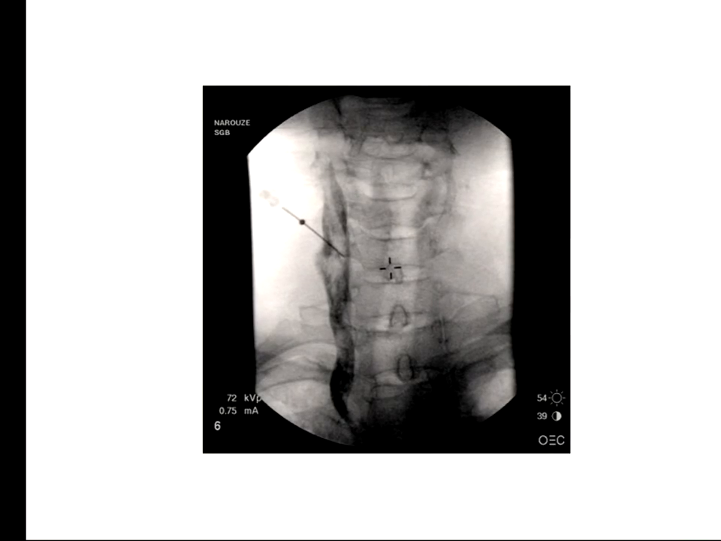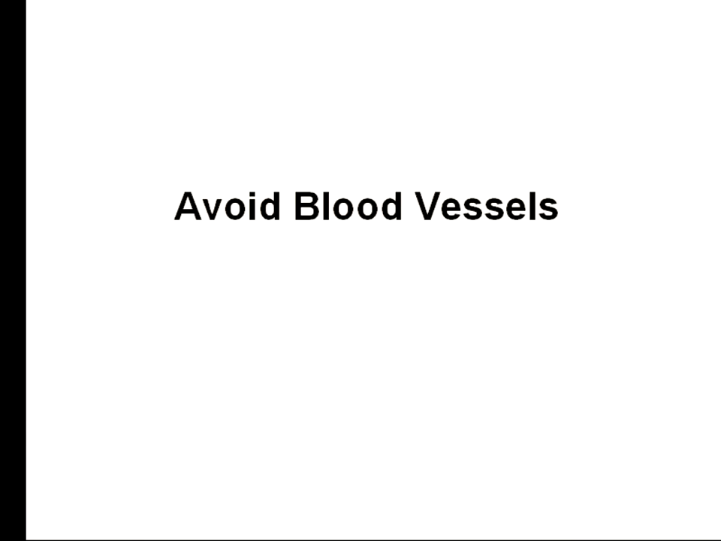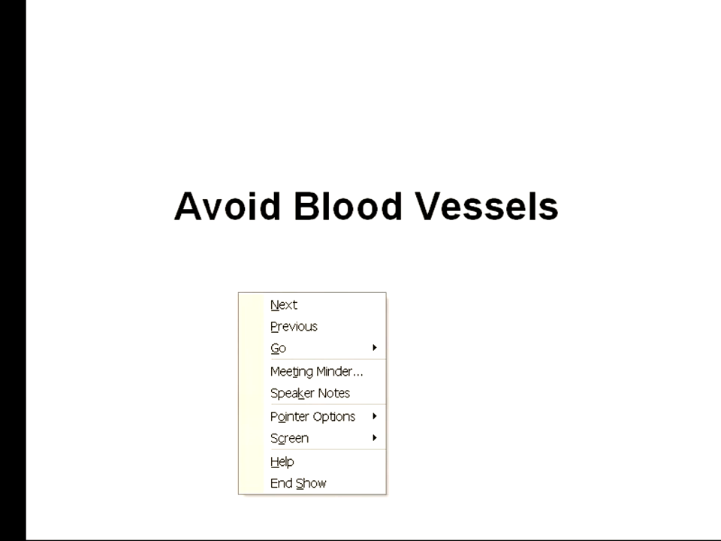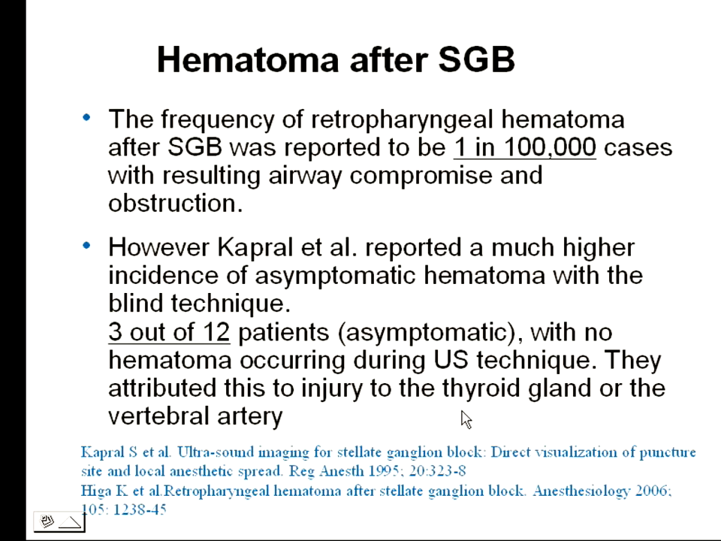If the needle tip is in the muscle and you pull it back more than 1 millimeter, you are in the carotid sheath. This is the carotid sheath, contrast in the carotid sheath. Blood vessels. I think this is more important because this is where complications happen. Although the risk of fatal hematoma causing airway compromise is very rare, 1 in 100,000, it's fatal. That's why it's a high risk.